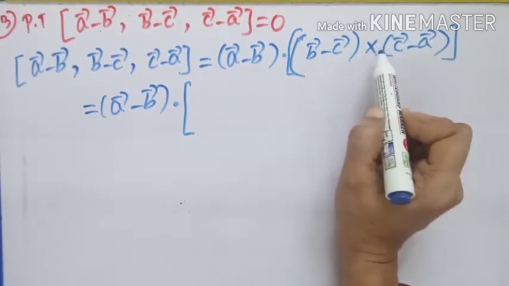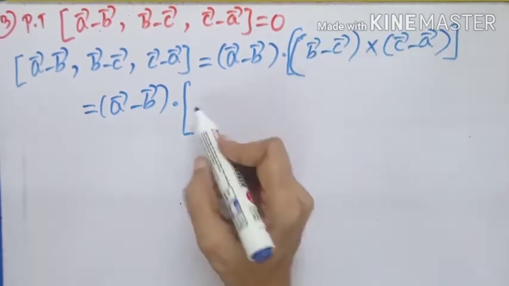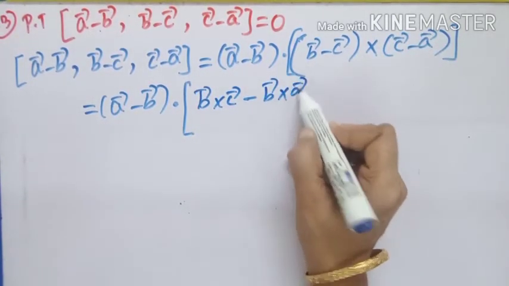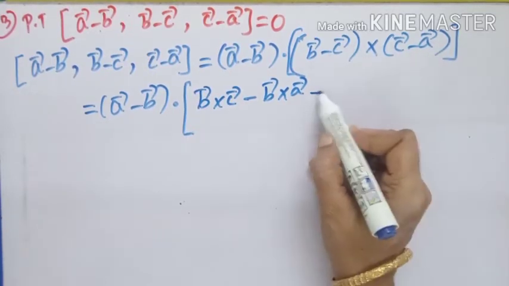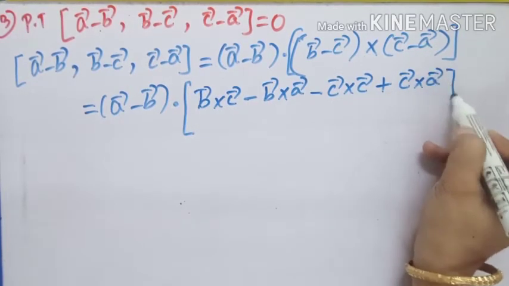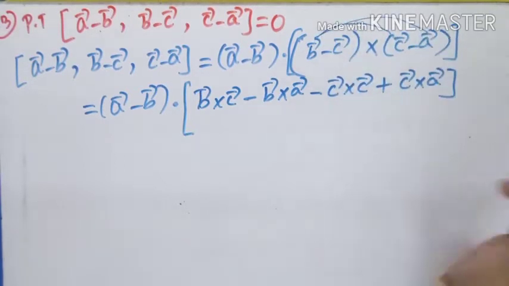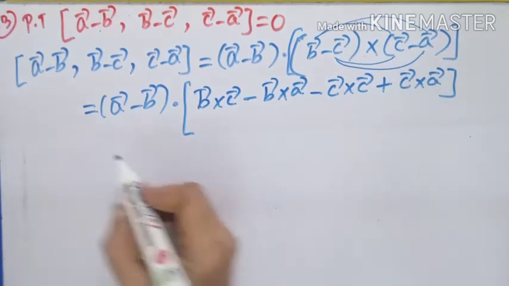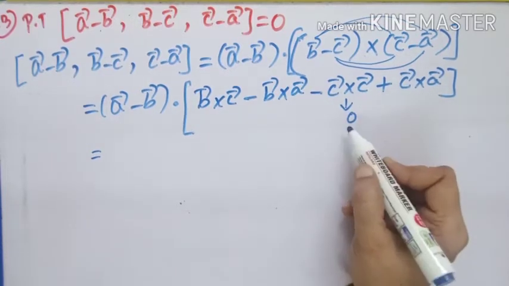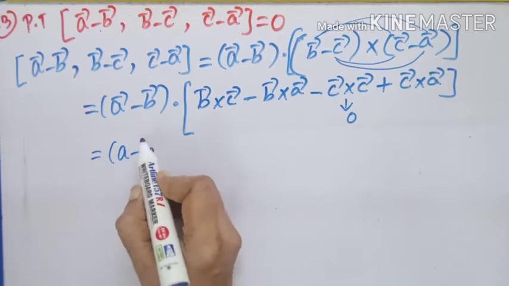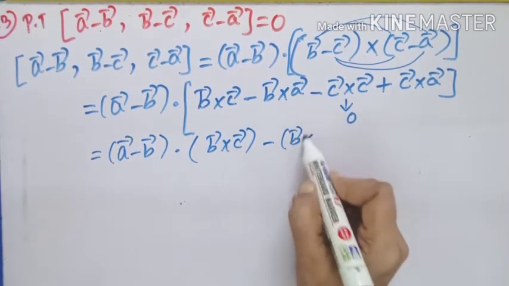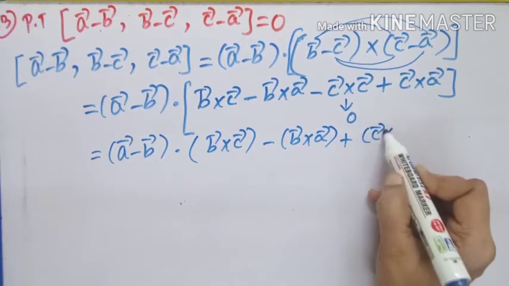B cross C, it is distributive law. B cross C, B cross A. So I write B cross C minus B cross A. Minus C cross C, C cross A. Minus C cross C, minus into minus, plus C cross A. So we have just done B cross C, B cross A, C cross C, C cross A. Any letter same, it becomes 0. In cross product, similar vectors come, my answer is 0. So I am left with A minus B dot B cross C minus B cross A plus C cross A.